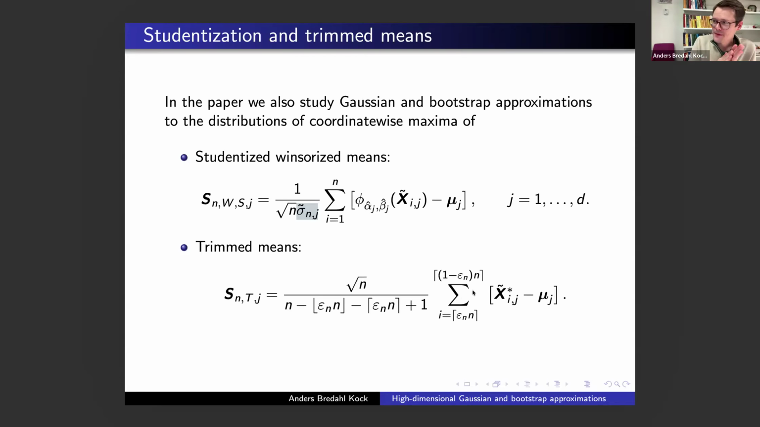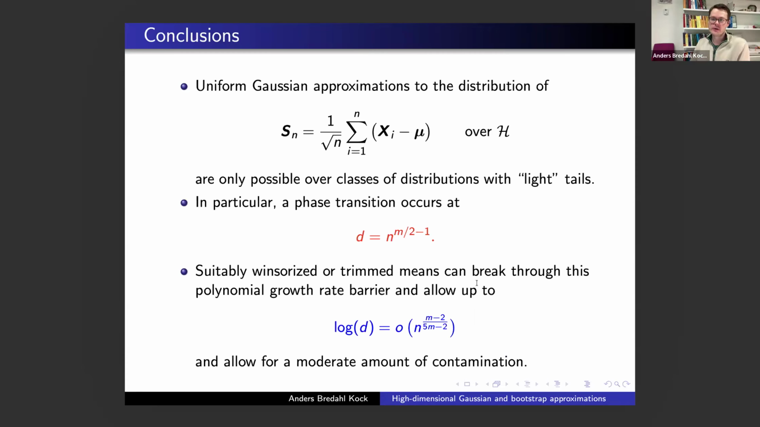I have one more thing I want to say. Concerning these Gaussian approximations, what we've shown is that uniform Gaussian approximation of distributions of plain sums over hyperrectangles is possible only over a class of distributions with light tails, if you want the dimension to grow at an exponential rate. The keyword here is uniform.